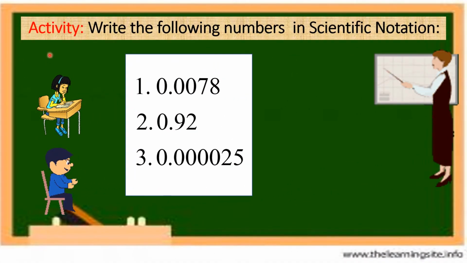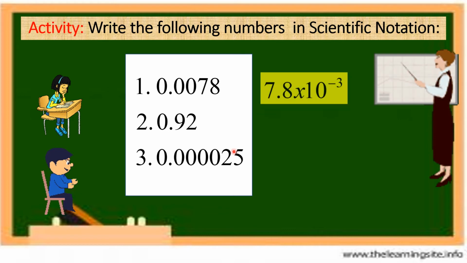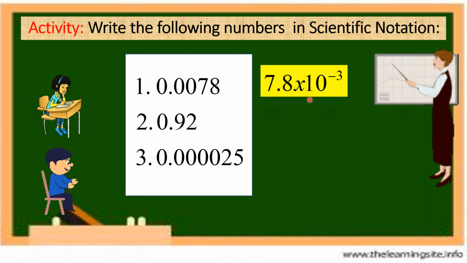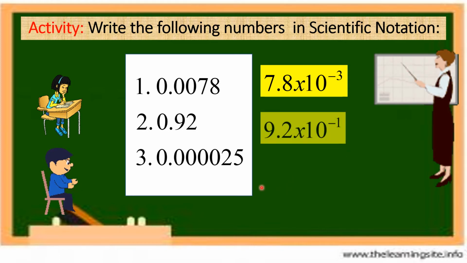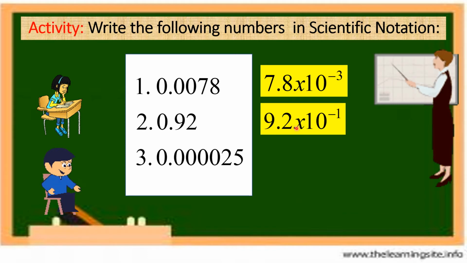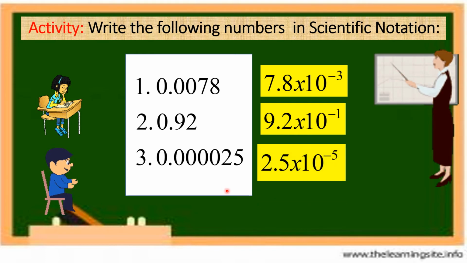Going to answer the activity. Write the following numbers in scientific notation. For number 1, what is the answer? The answer is 7.8 times 10 raised to negative 3. How about the next number? That is 9.2 times 10 raised to negative 1. For the last number, we have 2.5 times 10 raised to negative 5.